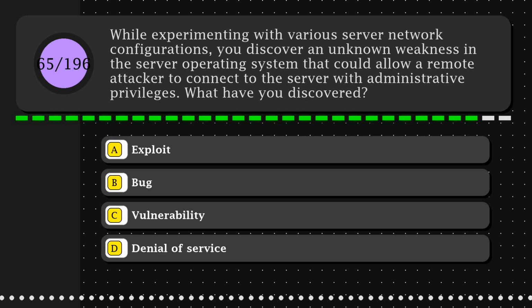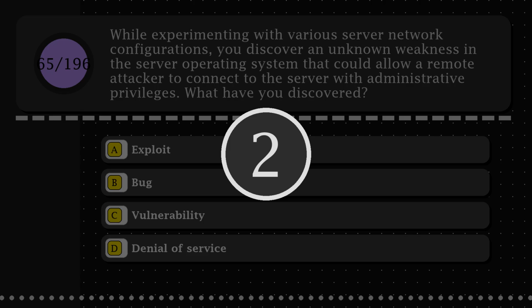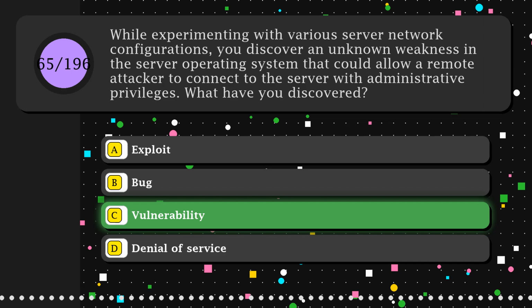Question 65. While experimenting with various server network configurations, you discover an unknown weakness in the server operating system that could allow a remote attacker to connect to the server with administrative privileges. What have you discovered? Option A, exploit. Option B, bug. Option C, a vulnerability. Option D, denial of service. The correct answer is option C, vulnerability.